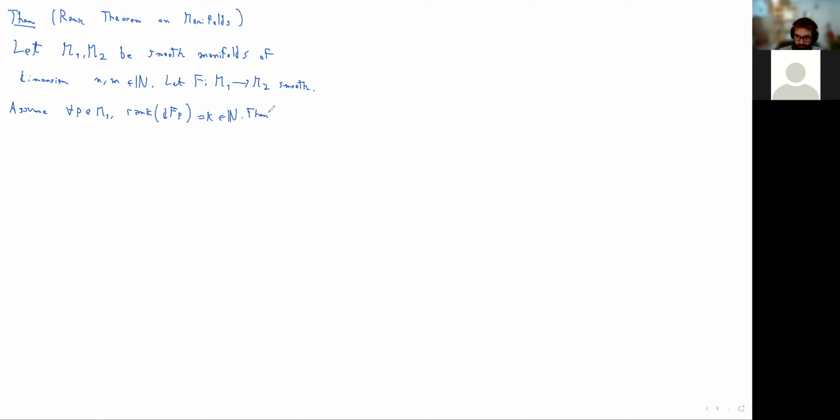Then for all points A in M2 such that the inverse of A is not empty, we have that f inverse of A, which is a subset of M1, is a regular submanifold of codimension k.